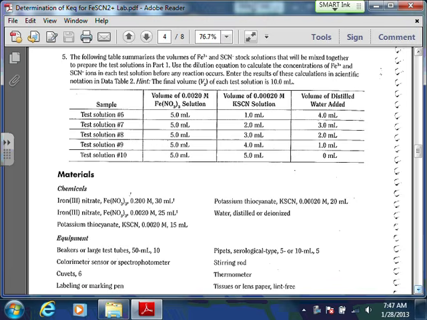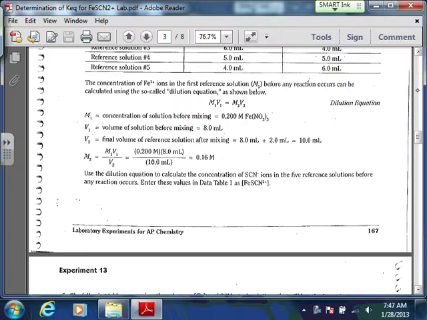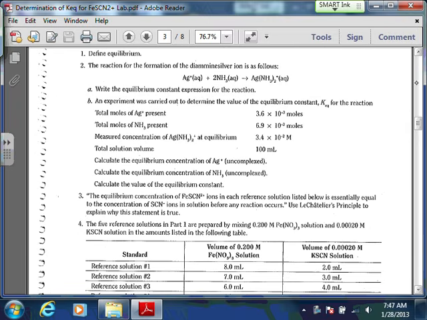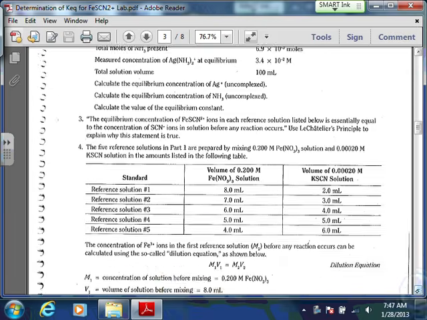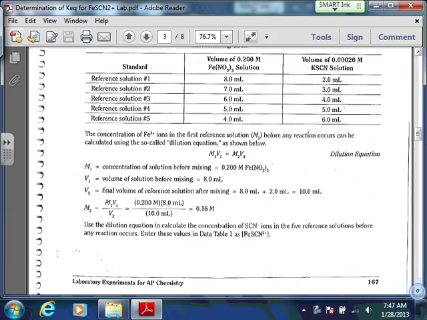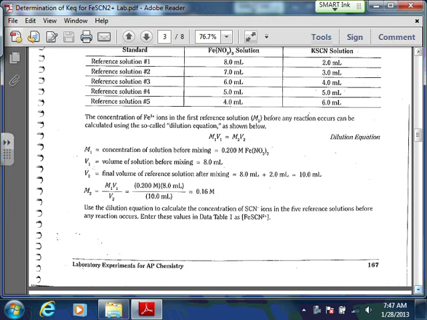So the nice thing about this pre-lab is it actually sort of helps you out with the actual lab. So number 4 here, they're telling you to, where is it? We're going to enter these values in data table 1 as the FeSCN2+.